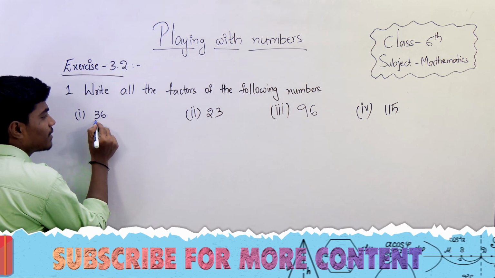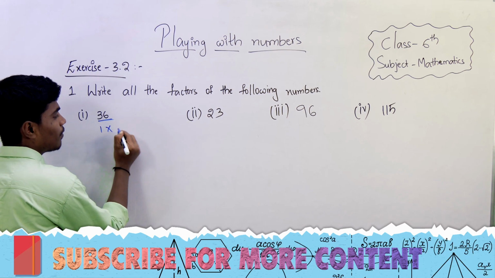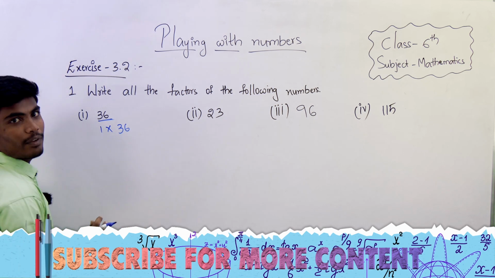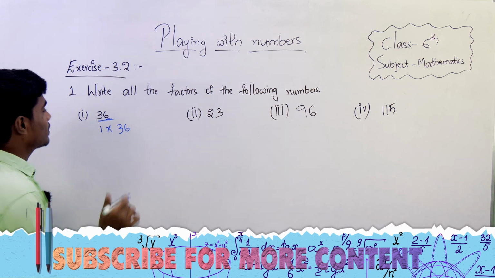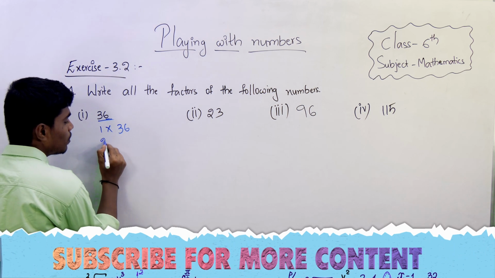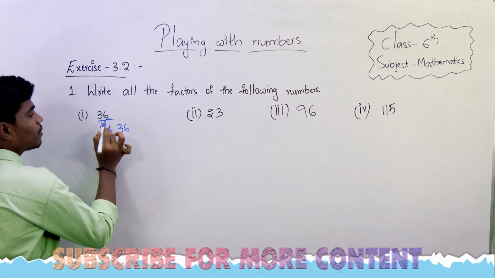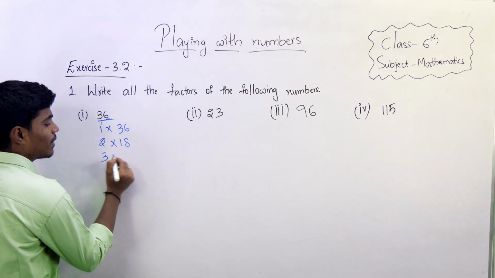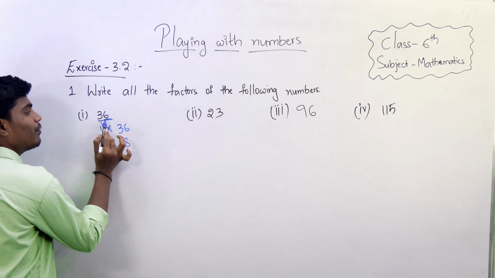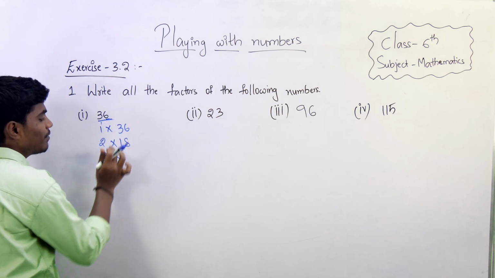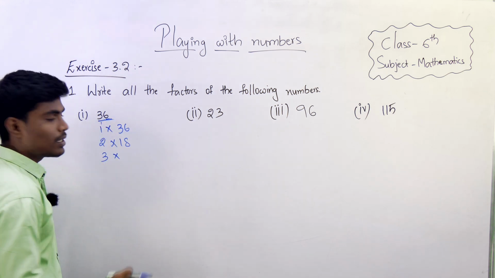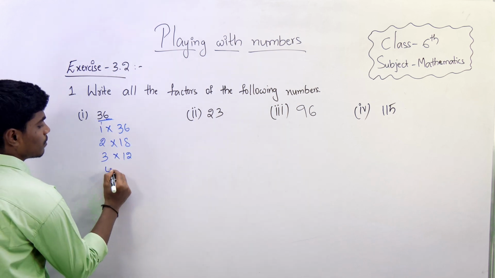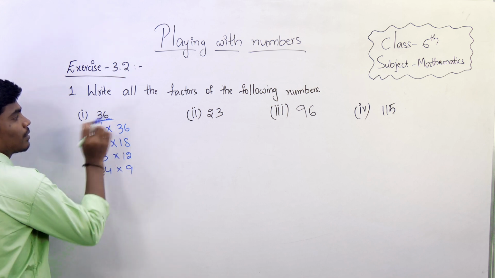See, if we take 36, 1 divides 36 exactly. 1 times 36 is 36. Next, does 2 divide 36? See, in ones place we have 6, so it divides by 2. 2 ones are 2, 2 eights are 16, so 2 times 18 is 36. Now let's come to 3. If we add the digits, 6 plus 3 is 9, and 9 is divisible by 3, so 36 is also divisible by 3. So 3 ones are 3, 3 twos are 6. Now we take 4. See, 4 nines are 36.